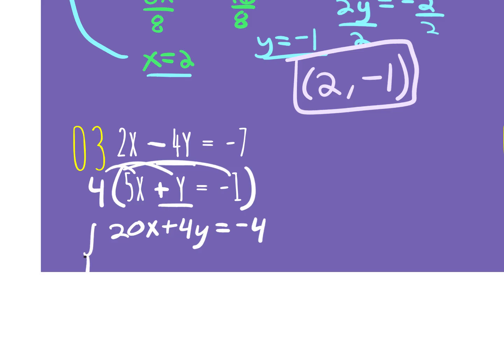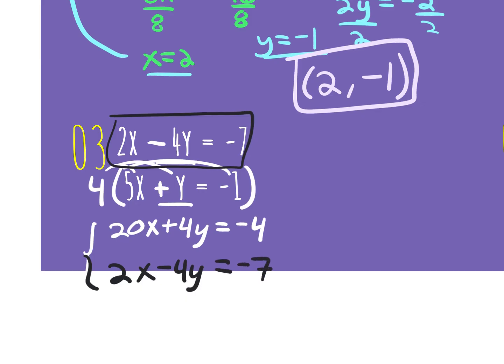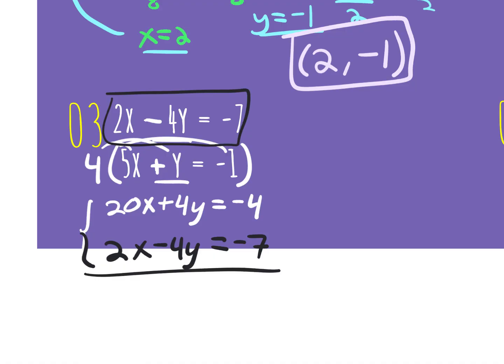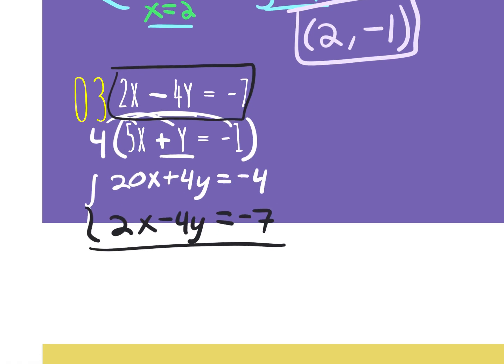Just to make it easier to see, you could rewrite this top equation on the bottom now. So you can make this 2x minus 4y equals negative 7. That way you can clearly see what cancels with what. Let's go ahead and combine this. We're going to do 20x plus 2x. That's going to get us 22x. What happens with the y's? We add and then they cancel out. So we get 22x equals, what's negative 4 minus 7? Negative 11.